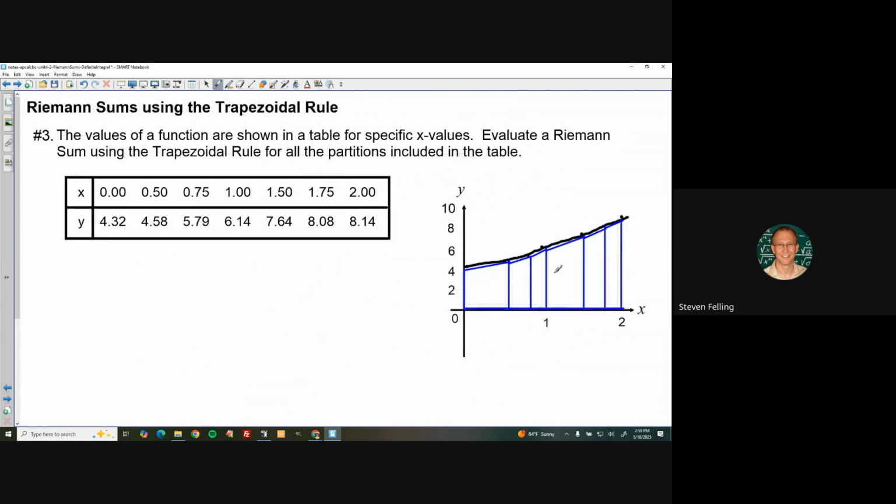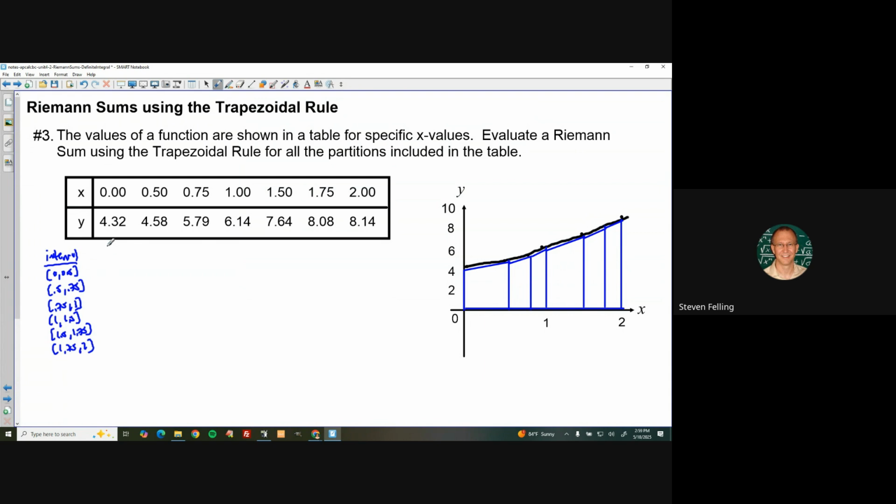So to use that same table and to use all the partitions in the table, let's take a look at what that would look like if you did trapezoidal rule. So we're going to have, I still like the idea of a table, but it'd be a little bit different here. So we're going to have intervals. One's going to go from 0 to 0.5. One's going to go from 0.5 to 0.75. One's going to go from 0.75 to 1, from 1 to 1.5, from 1.5 to 1.75, and from 1.75 to 2.